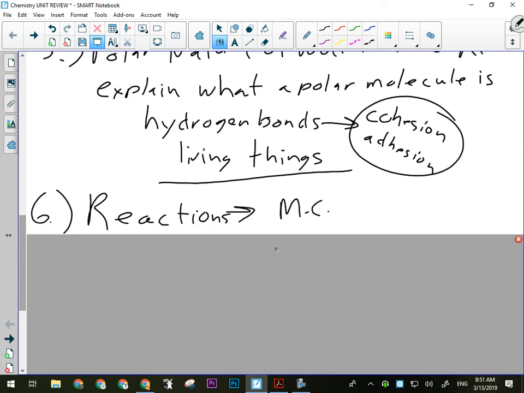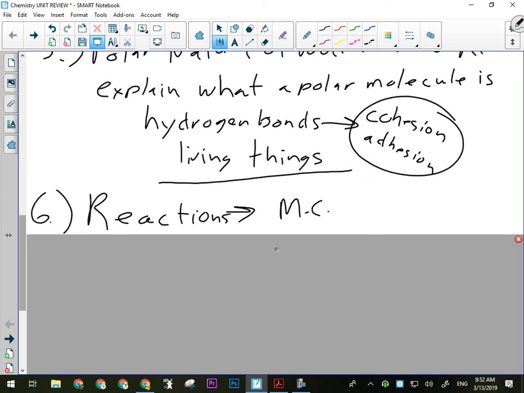Then from there we went into reactions. If there is one thing on this test that is weighted more heavily than anything else, and I mean significantly, it is reactions. It's probably close to 40% of the test, so almost half, is about reactions in terms of marks.